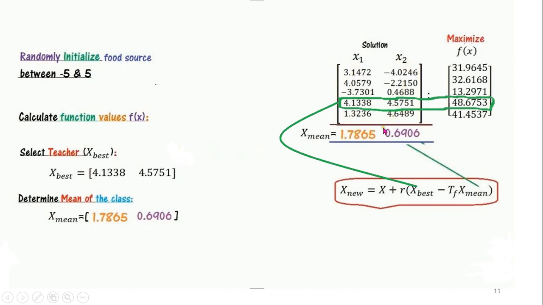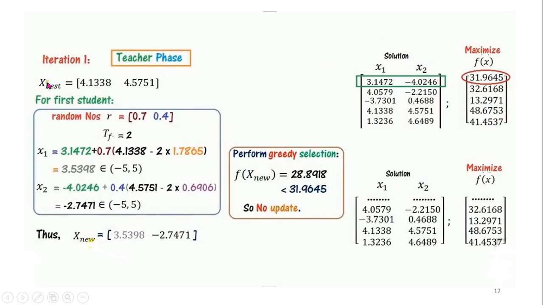Now we put this value in this equation for calculating x1 and x2. So x1, x2. So we get x best is equal to 4.1338, 4.5751. So this is iteration 1 in the teacher phase. And now we calculate for the first student. So this is the x best for the best teacher.